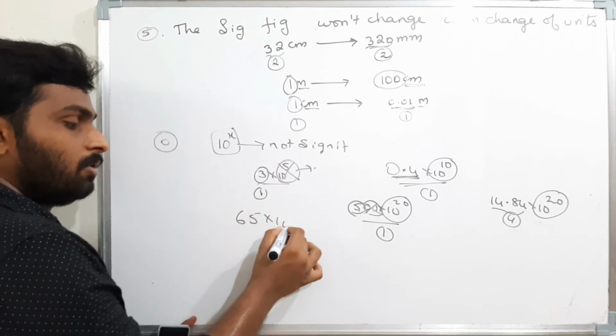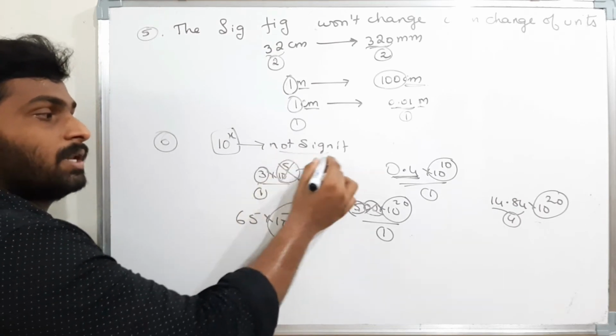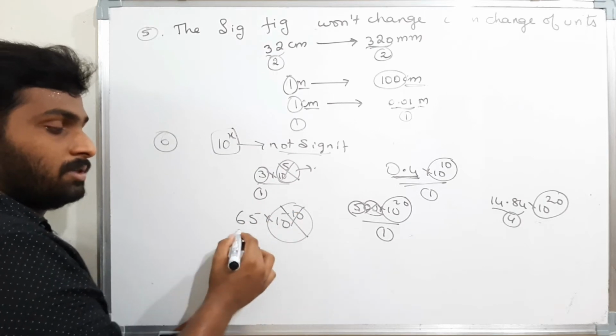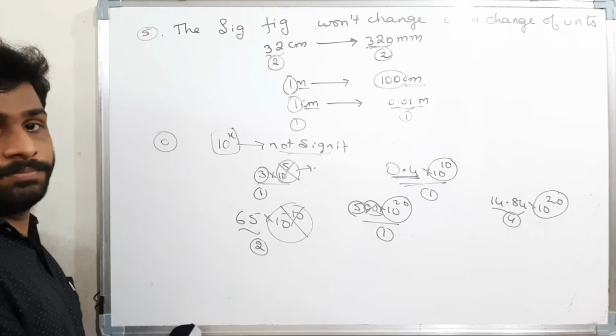565 into 10 power minus 10. Even 10 power minus 10 is not a significant figure. X may be positive or negative. It is not a significant figure. How many significant figures are there? Only 2. This is the 6th one.